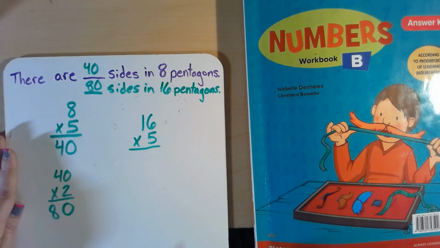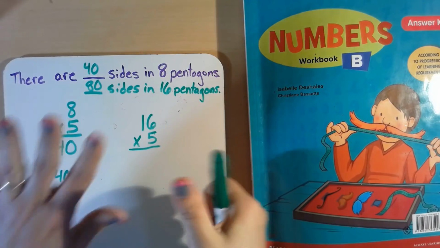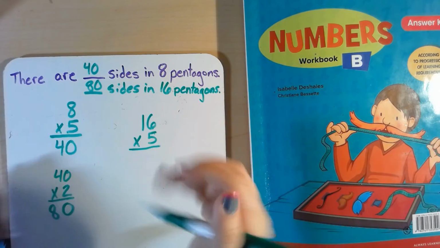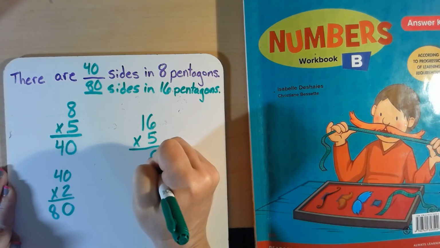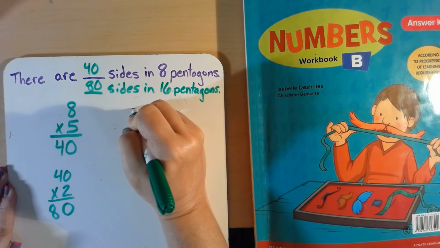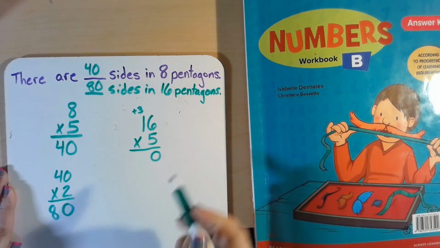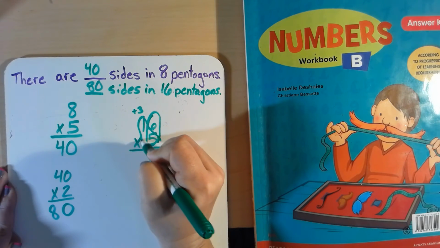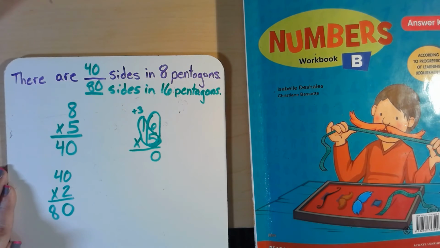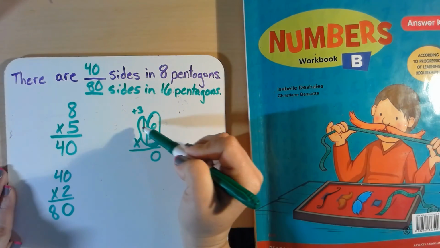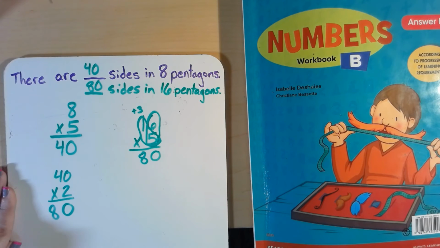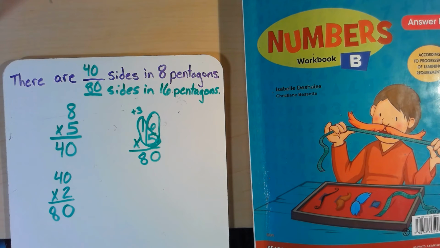So let's check. 6 times 5. So I have 6 fingers. 5, 10, 15, 20, 25, 30. 0 in my ones column. Bring up my 3. Remember, we've done our ones, now we have to do our tens. Do multiplication first and then add. 5 times 1 is 5, 6, 7, 8. 80. There are 80 sides in 16 pentagons.